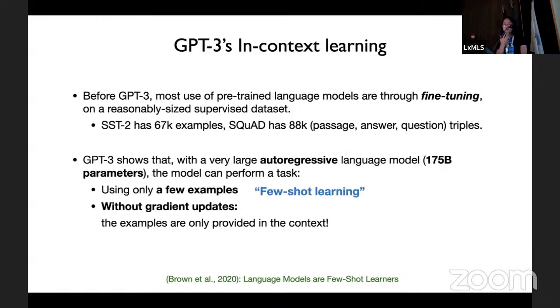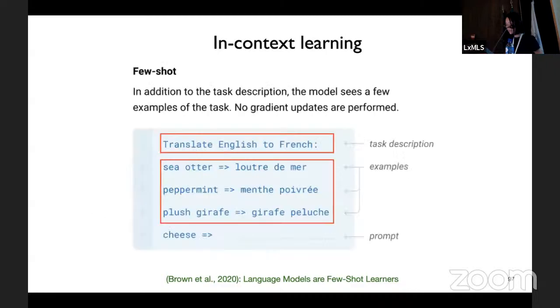That's why this paper is called Language Models are Few-Shot Learners. You only need a few examples to perform the task by just putting these examples in the context, without doing any gradient updates. This is also called in-context learning, because you don't do gradient updates, you just put examples in the context. Here is a nice example provided in the GPT-3 paper.